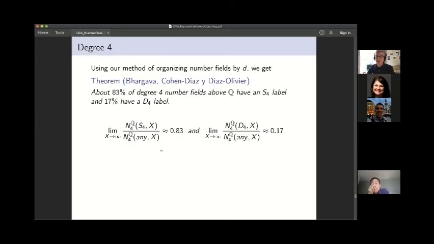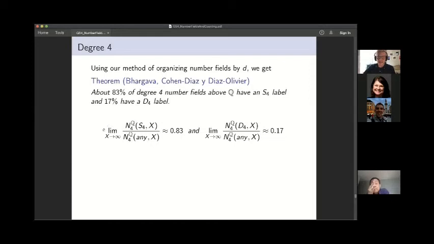That turns out to not quite be right, for the following reason. If we return now to organizing number fields in the way we were talking about before, namely by height, corresponding to that picture that we had put up, work of Bhargava combined with work of Cohen, Diaz y Diaz, and Olivier says the following: about 83% of degree 4 number fields above Q have an S4 label, while about 17% have a D4 label. So put into symbols, remember this expression is just counting degree 4 things above Q which have the S4 label. And then if we divide by the number of things that have any label, we get about 83%.